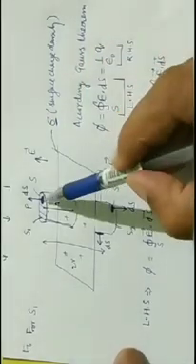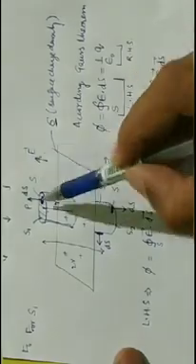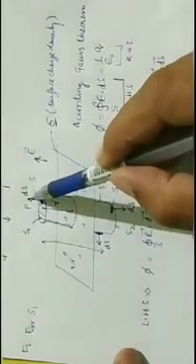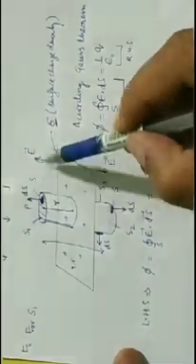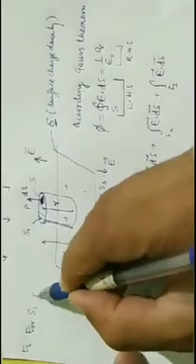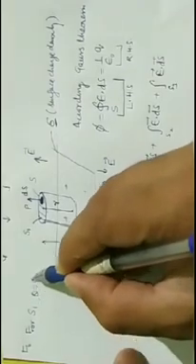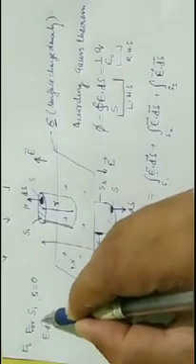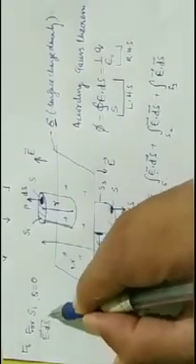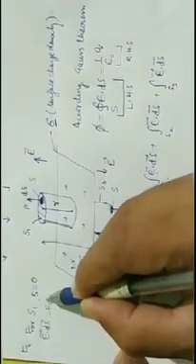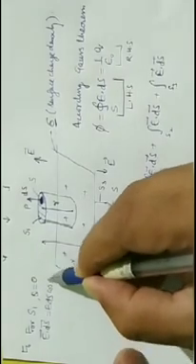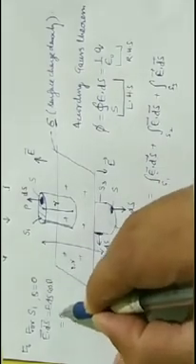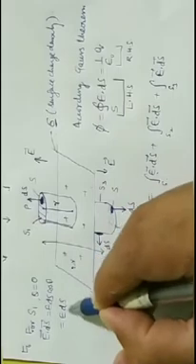So see here, electric field is upward and surface area is also upward. Both are in the same direction. So here the angle between E and dS is 0 degree. So E dot dS is equal to E dS cos theta, which becomes equal to E dS.